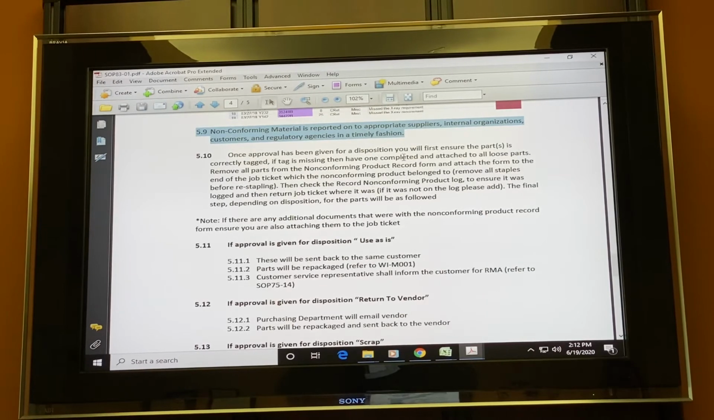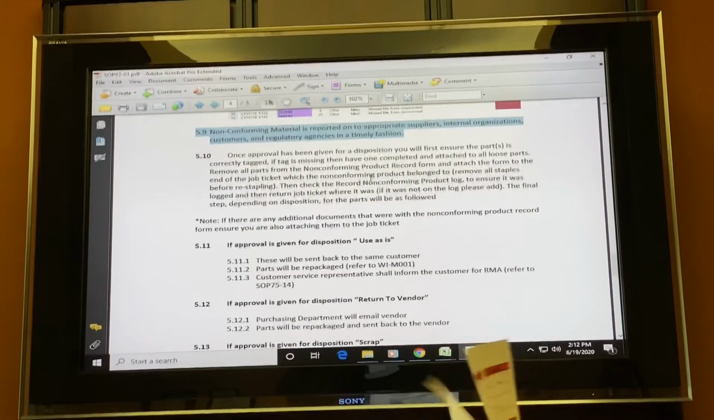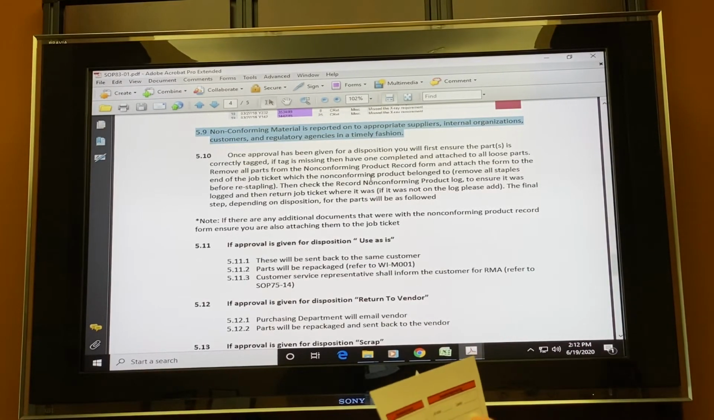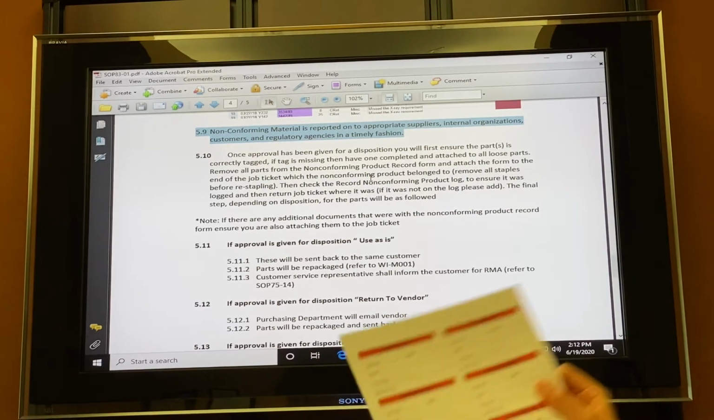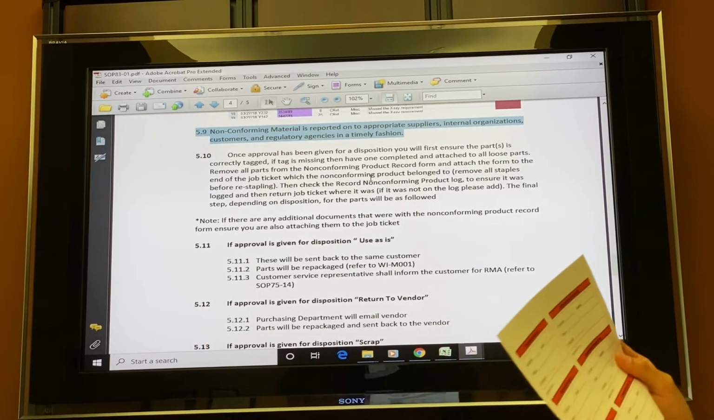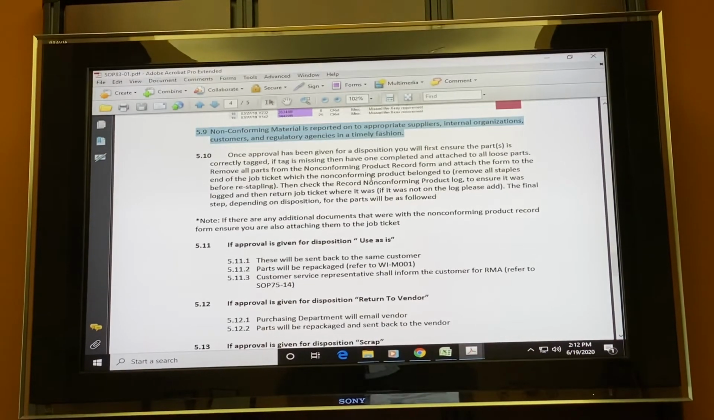Once approval has been given for a disposition, you will first ensure the part is correctly tagged with this. If the tag is missing, then you have to complete one because you have to make sure that they're always with the part. The reason for this is because if these are just stapled to the part, sometimes there's a lot of them and they're heavy, so it'll come off from the paper. But then we have this on the parts, so it'll be easy to find the paper that it goes with. That's the whole reasoning behind why we need to make sure that it's always attached. Because we don't want to just have parts loose and then be like, oh, where does this go? What's this for? And then they'll be used when they're non-conforming.